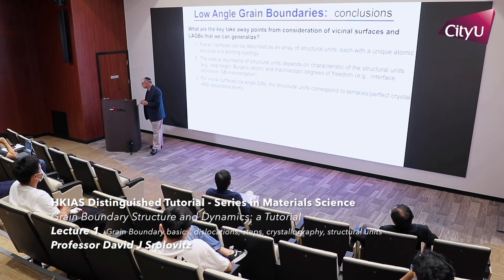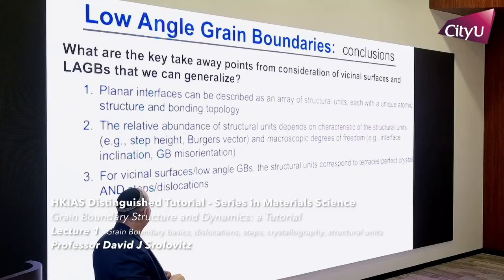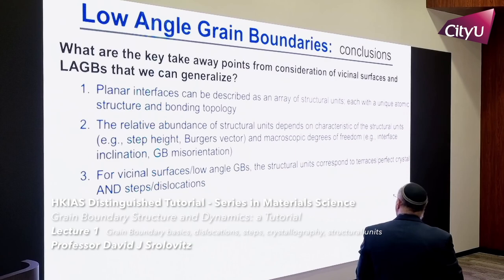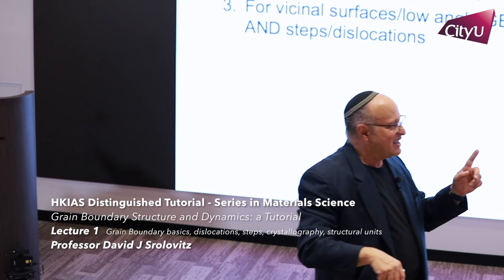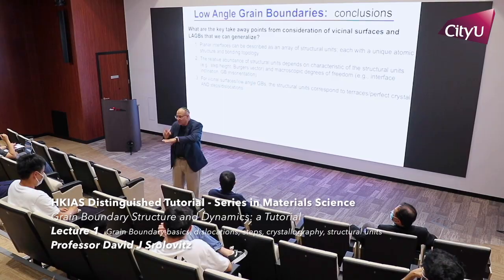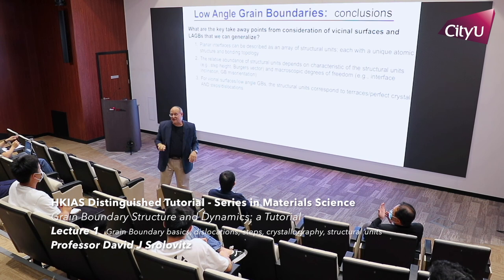Okay, when we're talking about vicinal surfaces, which is almost a perfectly flat surface, or I'm talking about low-angle grain boundaries, one of those units is very special. If I have a flat surface, say a 1-1-1 surface, those units are really perfect. If I'm talking about a low-angle grain boundary, the majority of the units are perfect crystal, right? So that's very simple, and that's special for vicinal surfaces and low-angle grain boundaries.